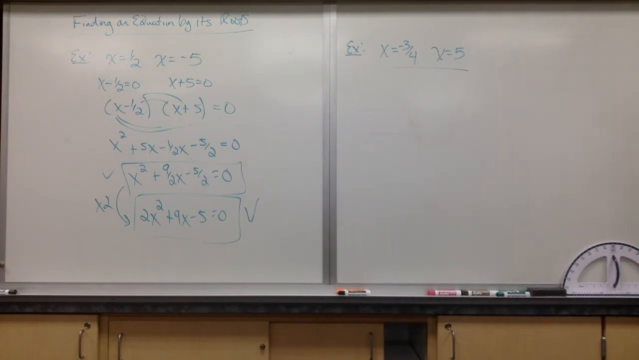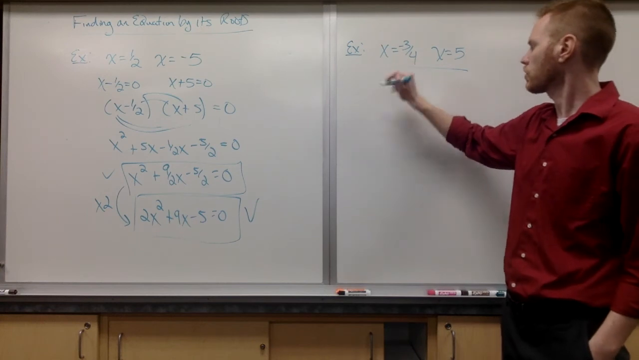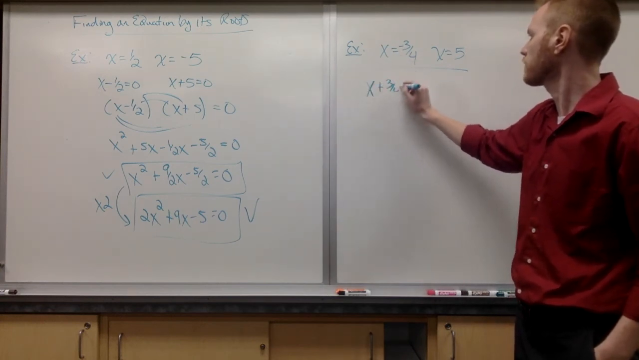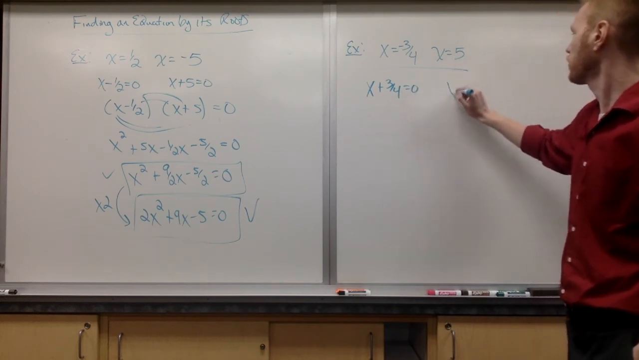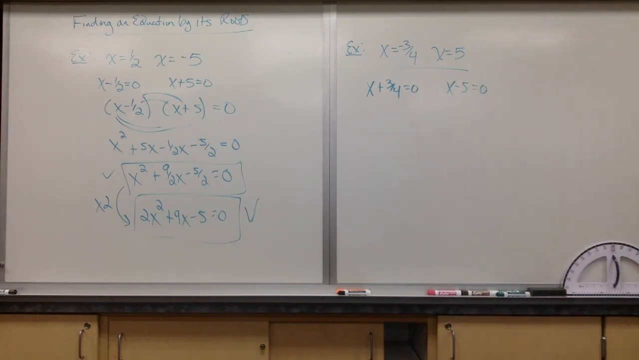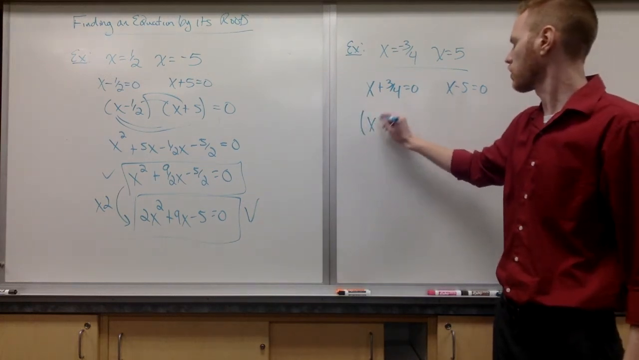Okay, here are my solutions. Let's come up with the original quadratic. So let's come up with an equation where that's the answer. So it'd be x plus 3/4 equals 0. Over here, it would be x minus 5 equals 0. We're just changing the signs. Therefore, these must be my factors to this quadratic.